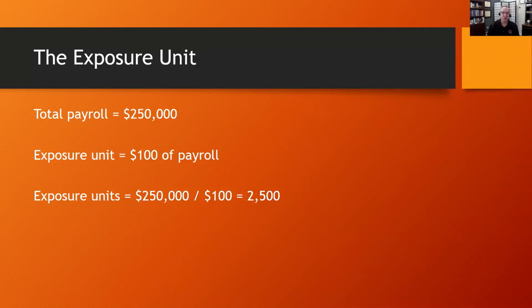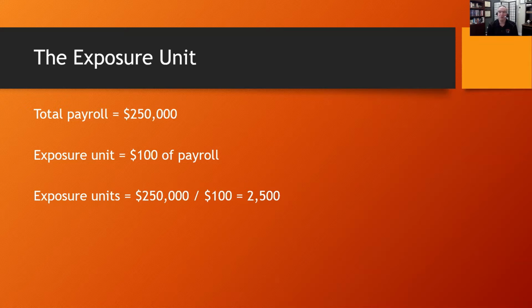Let's talk about the exposure unit. In insurance terms, exposure unit simply means the way in which exposures are counted. For workers' comp, exposures are counted as per $100 of payroll. So in an example, a store paid its workers $250,000 over a year. That would mean that the number of exposure units is 2,500, which is simply the total payroll of $250,000 divided by the amount of an exposure unit, per $100 of payroll.